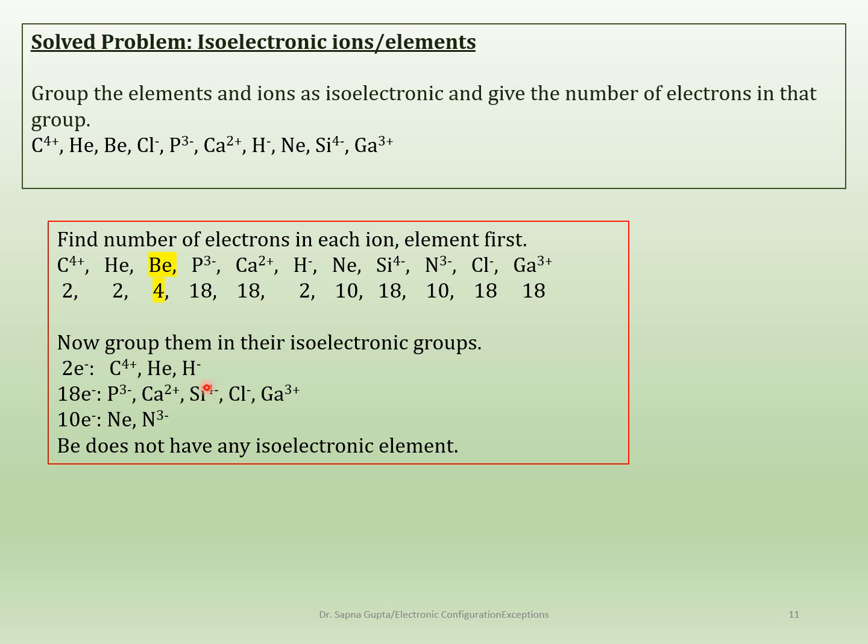So the isoelectric species are these: 18 electrons is this group, 10 electrons is this group, and poor beryllium, oh no, doesn't have anything. It's by itself, at least not in this group. But anyhow, that's how you group isoelectric elements or ions.